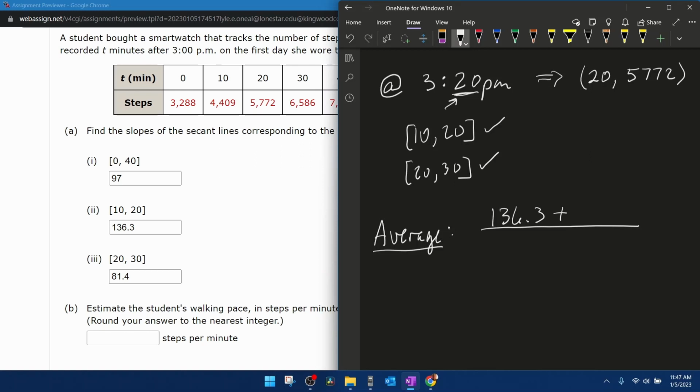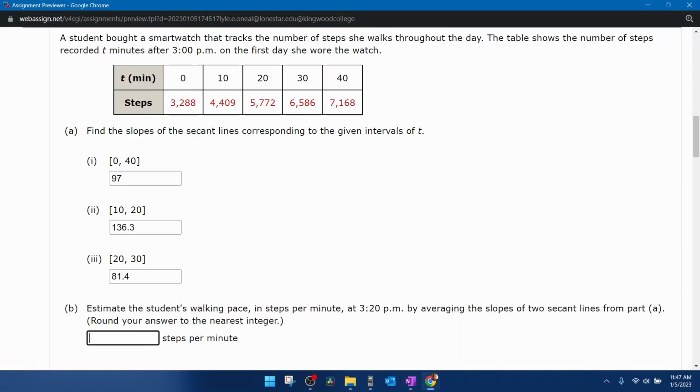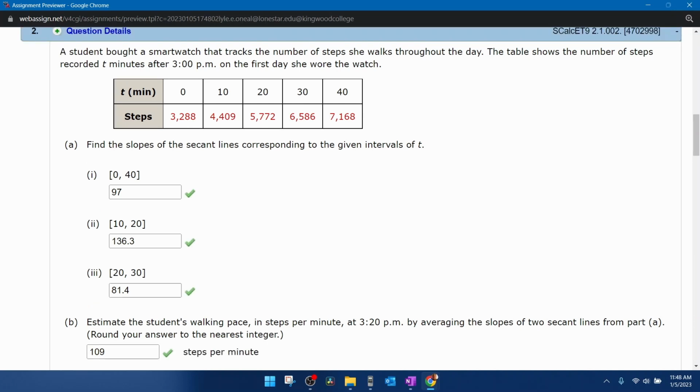136.3 plus 81.4 divided by 2. And again, using the calculator just to make sure, finding the average value, and then they want us to round to the nearest integer. So in that case, that would be 109 steps per minute. That is our average value for her pace. And if we click enter to check, we can see that we have green checks across the board. And that's going to do it for this particular problem.